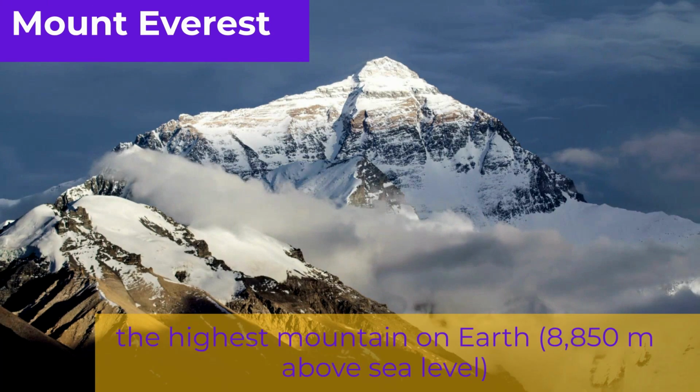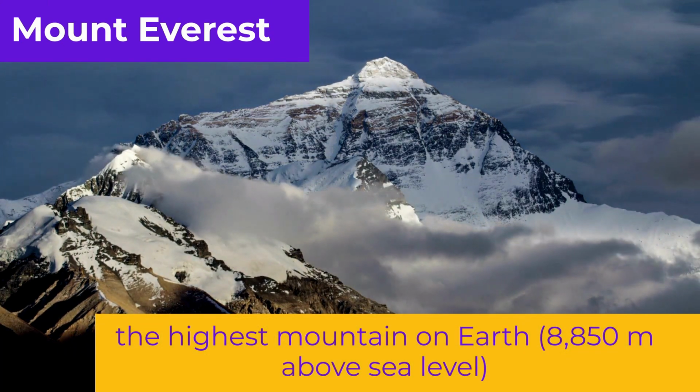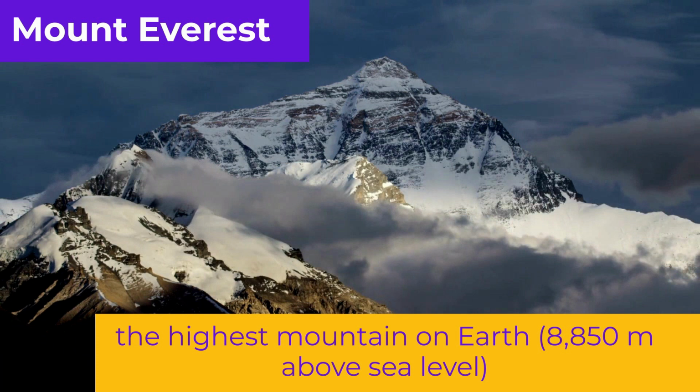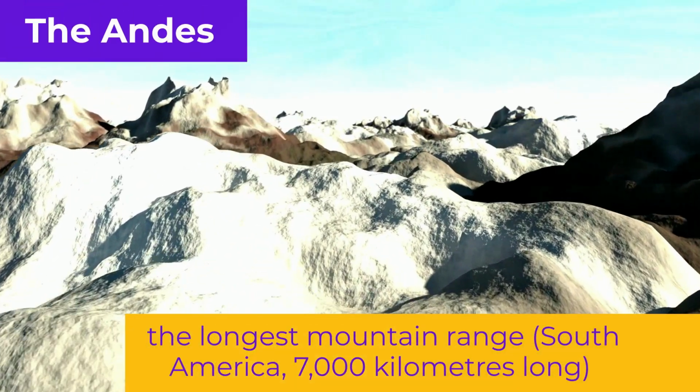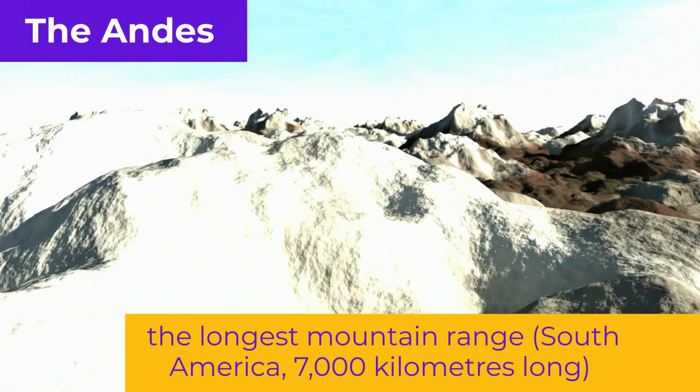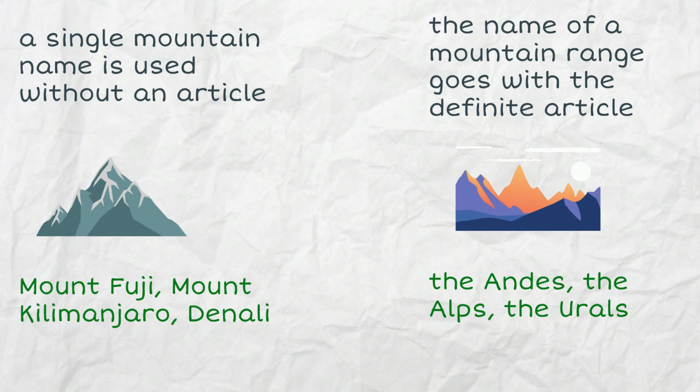The highest mountain on Earth is Mount Everest in the Himalayas, which rises 8,850 meters above sea level, and the longest mountain range is the Andes, stretching over 7,000 kilometers. Please note that a single mountain name is used without an article, and the name of a mountain range goes with a definite article. For example, Mount Fuji, Mount Kilimanjaro, Denali, the Andes, the Alps, the Urals.